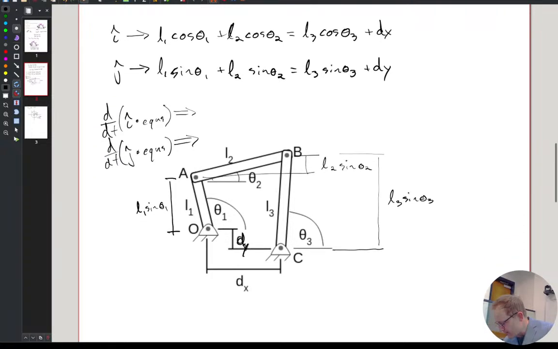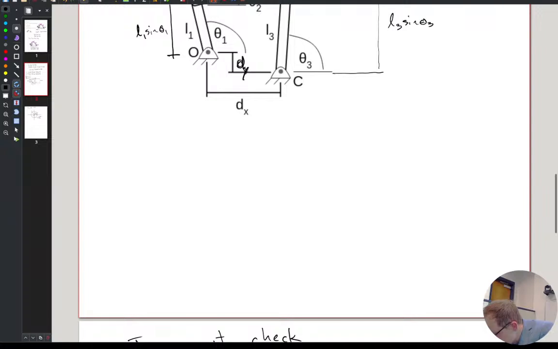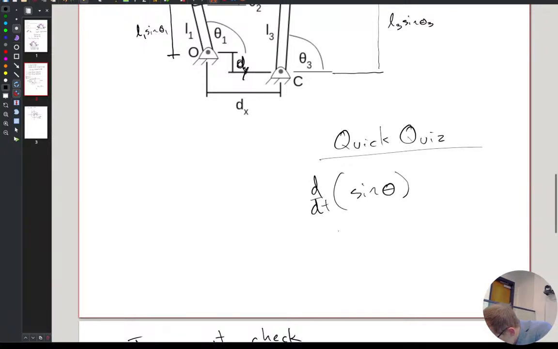So taking this derivative, let's do a quick quiz. Quick quiz. All right, do this derivative. What is d/dt of sine of theta? Cosine? It's zero. There's no t. Unless theta is dependent on t. Theta is a function of time. It is? Yeah. All right, that's theta. Cosine? Yeah. Cosine?